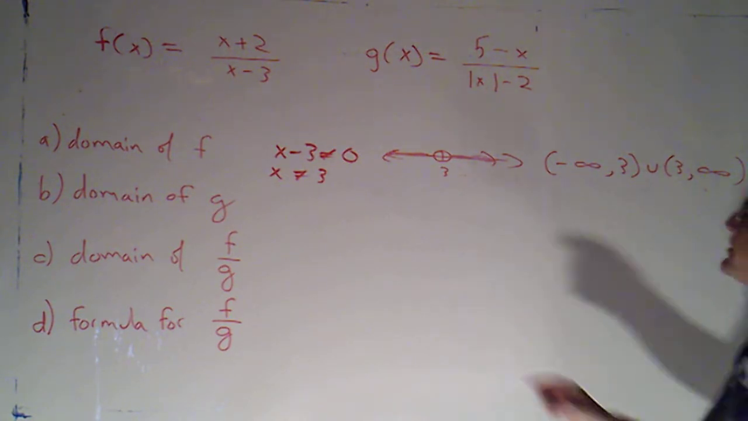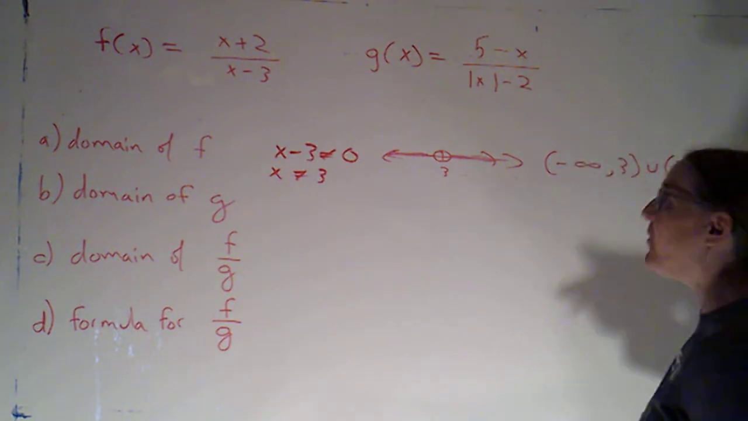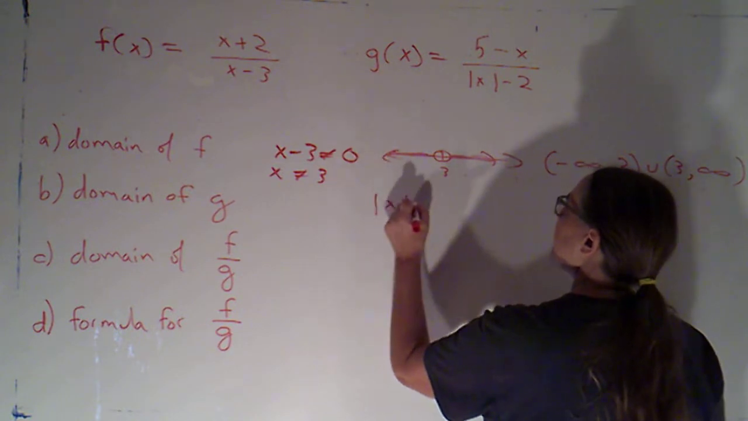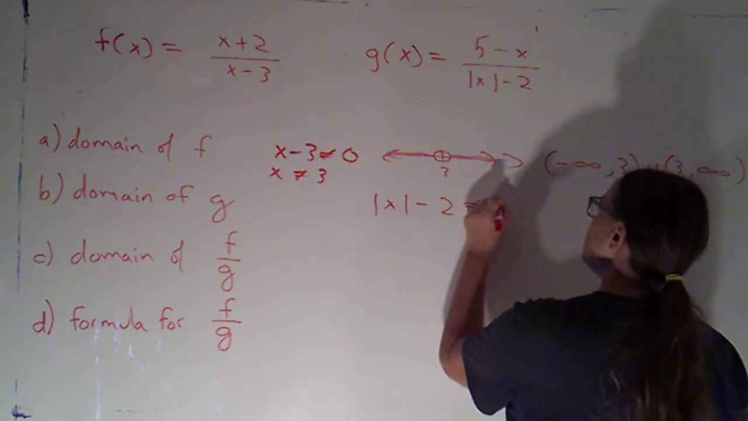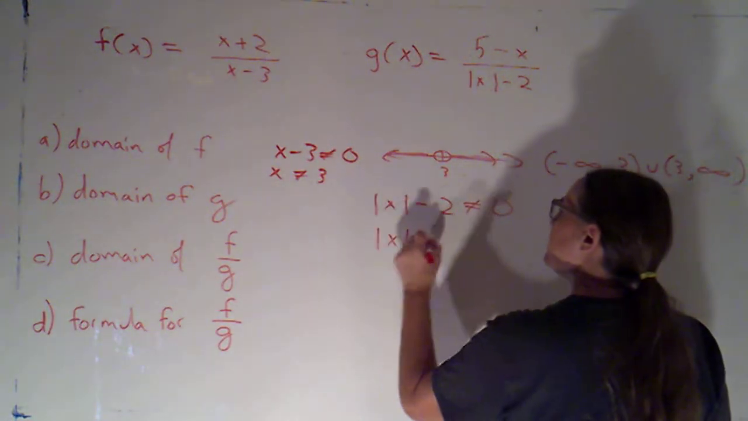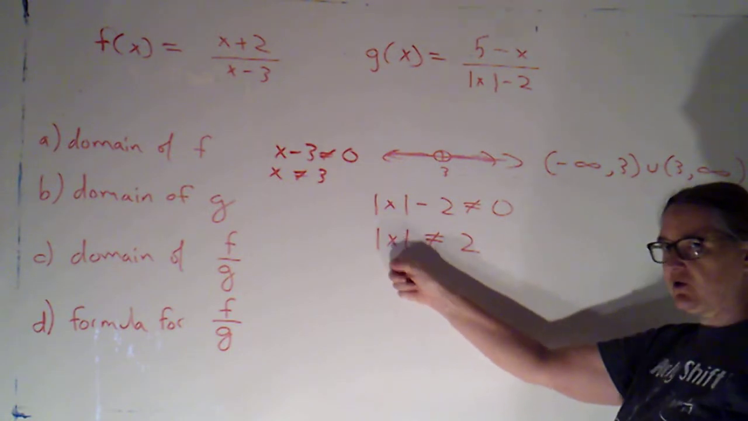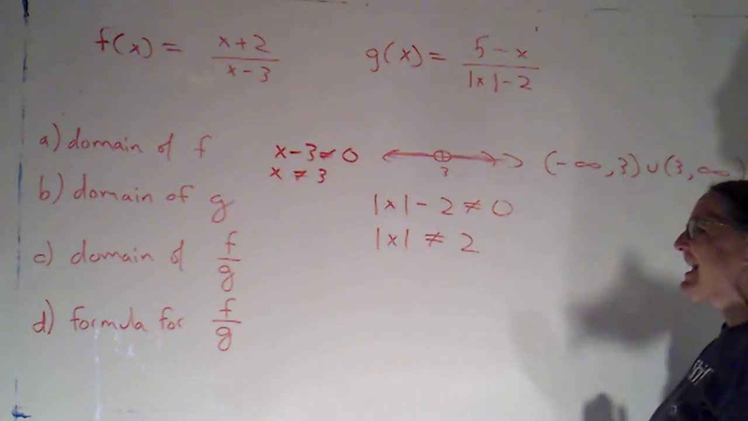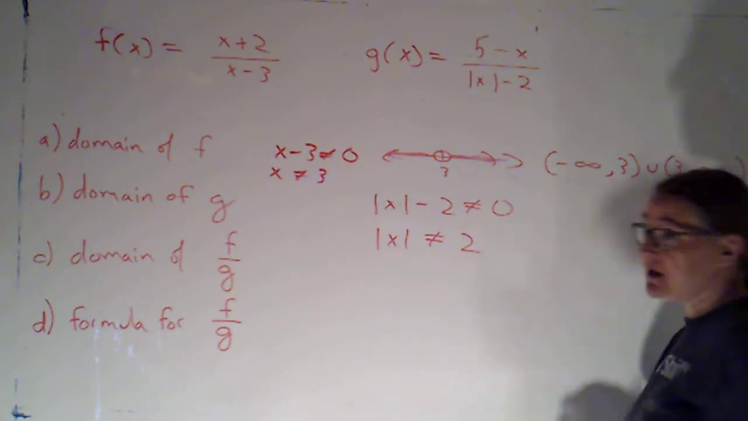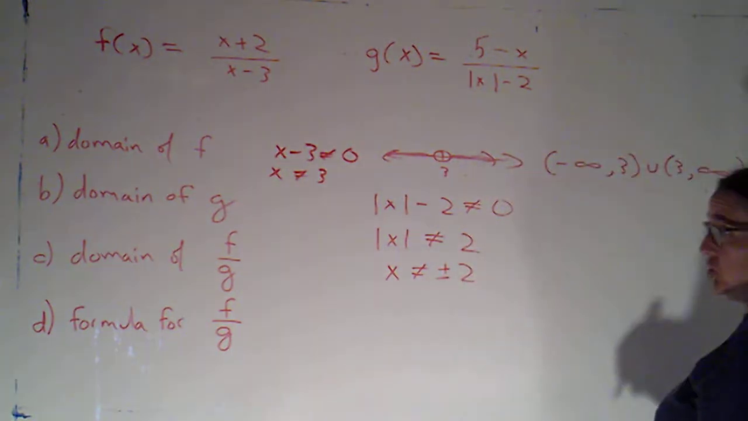All right, the domain of g is also a fraction, so the denominator also can't be 0. This time the denominator involves an absolute value. So I've got the absolute value of x minus 2 cannot be 0. That means the absolute value of x cannot be 2. Remember to isolate the absolute value before we deal with it. And now I can say there are two numbers that have an absolute value of 2, and x can't be either one of them. So x cannot be plus or minus 2.